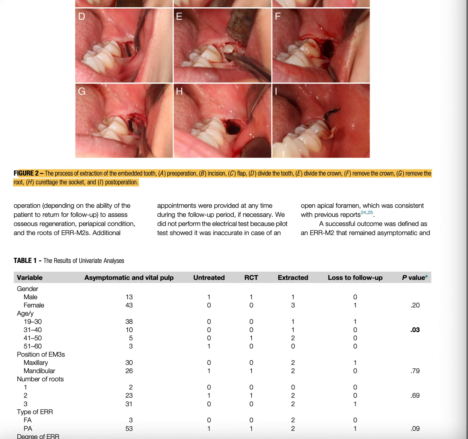Regarding follow-up, examinations were performed immediately before embedded third molar extraction and 7 days, 1 month, and 6 months post-operatively. Potential predictors like sex, age, number of roots, embedded third molar extraction position, and the type and degree of external root resorption were analyzed for prognosis by univariable and multivariable analysis.